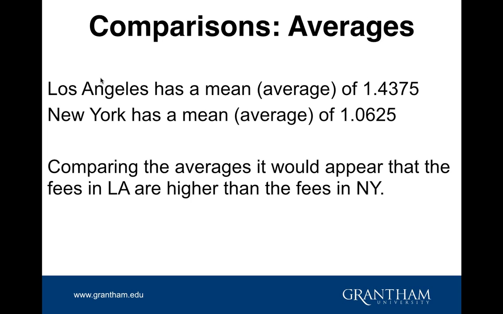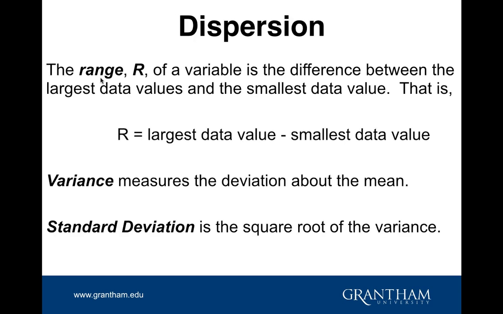Okay, now once we've used averages to compare the two data sets, there's another way that we can compare them, and this is by using something called dispersion, the measures of dispersion. Now, there are 3 types. The first one is called the range, and that is just the difference between the largest data value and the smallest data value. The range is just one number, not 5 to 10, not 6 to 12. It's just one single number. The variance is the deviation about the mean, and then the standard deviation is the square root of the variance.